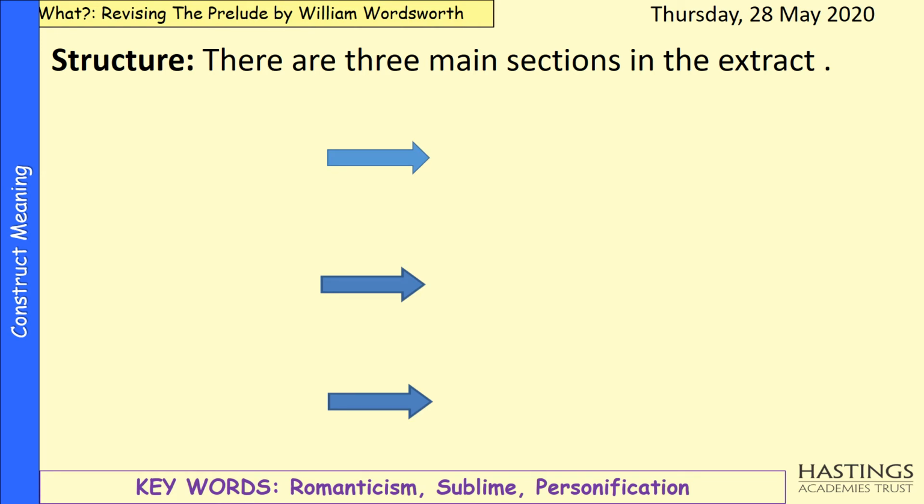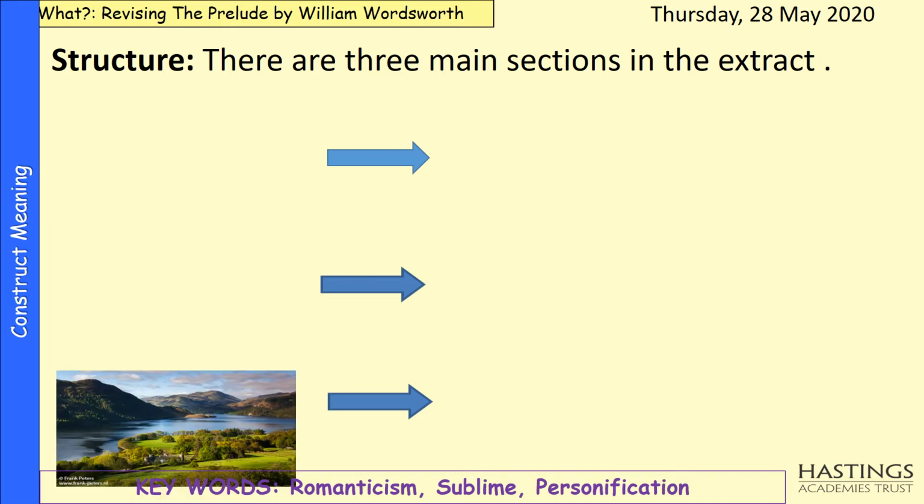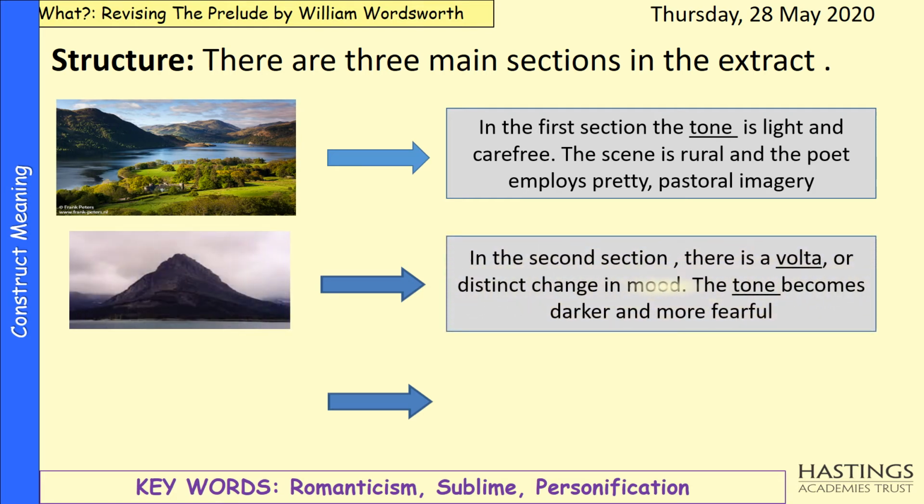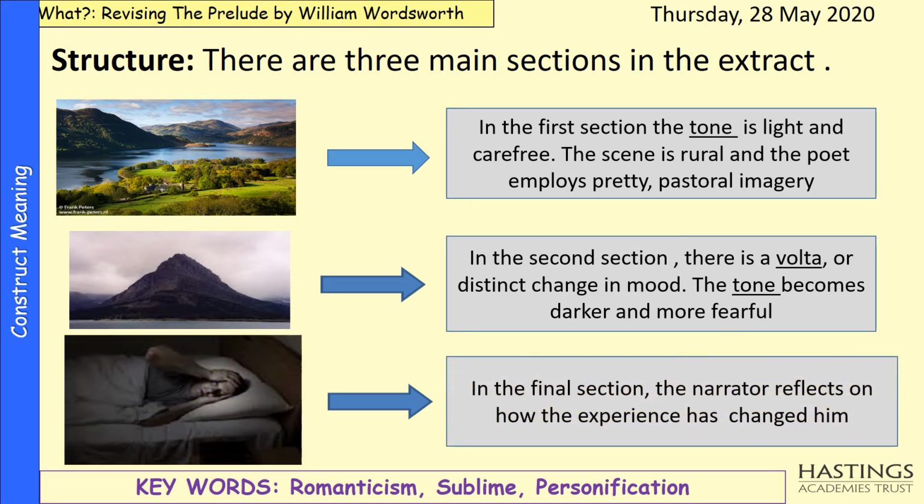There's 3 main sections in the extract, because it's an extract of the poem. So the first section, okay, the tone is very light and carefree, with that rural scene, and the poet employs the pretty pastoral imagery. So that's that whole beginning section that we looked at in lesson 1 of this poem. The second section, there's a volta. Okay, so the change in mood, and the tone becomes darker, more fearful and threatening. And then the final section, the narrator, he reflects on how this experience has changed him.